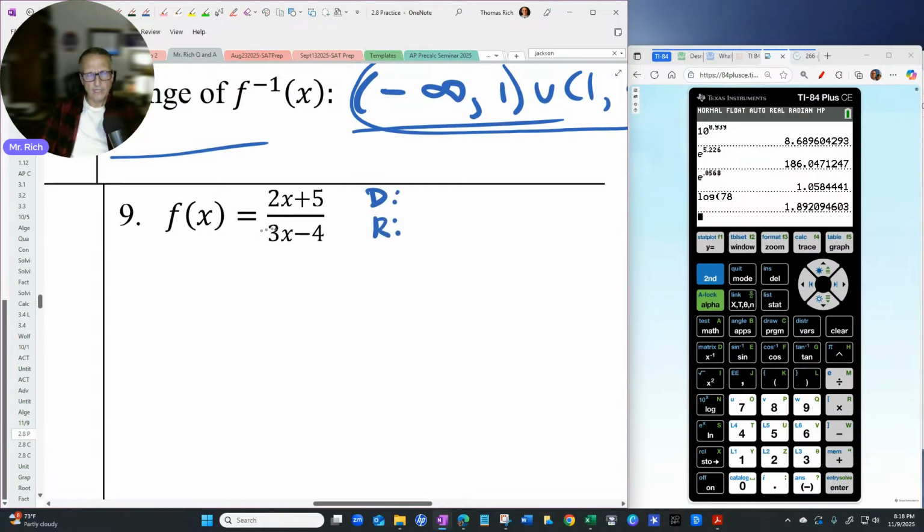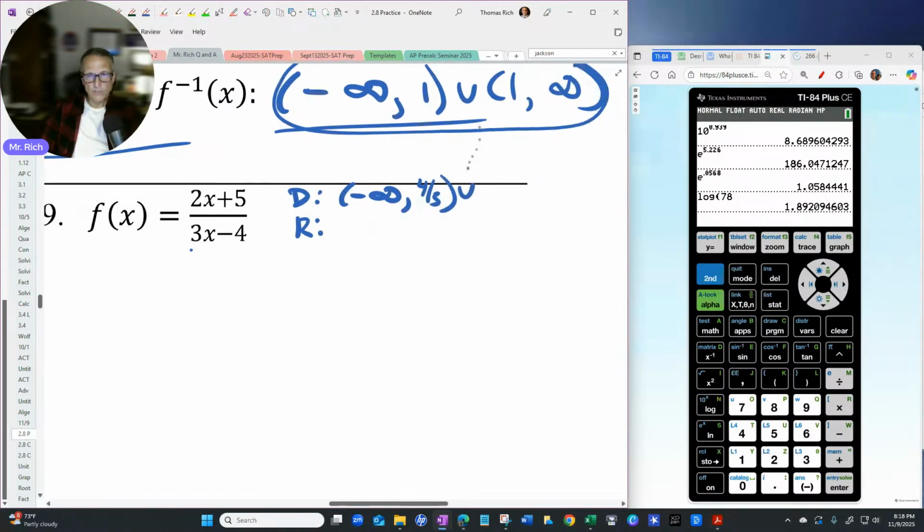So the domain is going to be all real numbers except for the value of x that would make that denominator 0. So when you set that equal to 0, it's going to be 4/3. So our domain is negative infinity to 4/3, union with 4/3 to infinity. So that's how we restrict that domain right there, getting rid of 4/3.